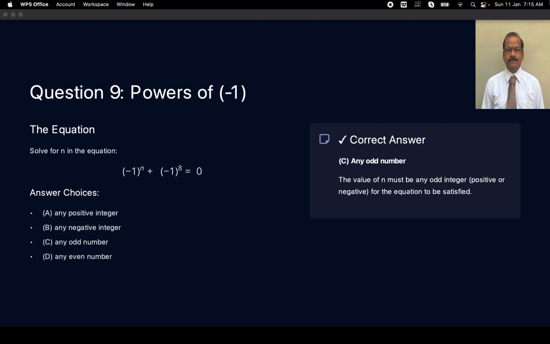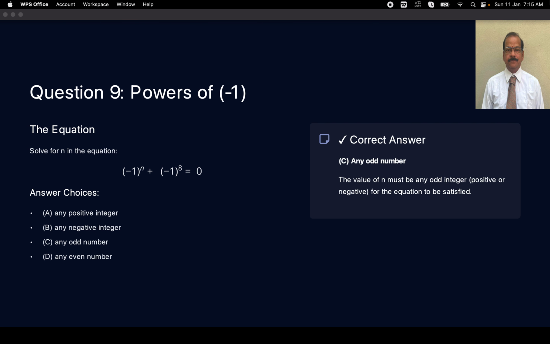Powers of -1. What is special about it? This is very, very important to understand in algebra or in any part of mathematics. -1 raised to a certain power will always decide the polarity, the sign of the number. So how? If n is even, -1 to the power of n is positive. If n is odd, it is negative.